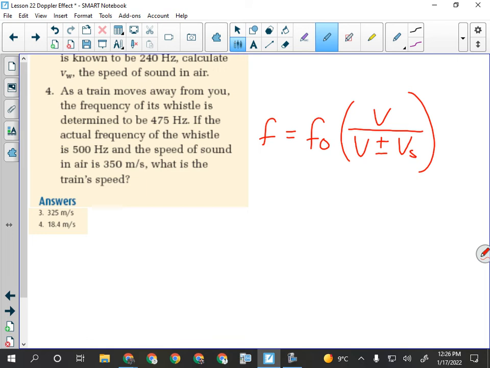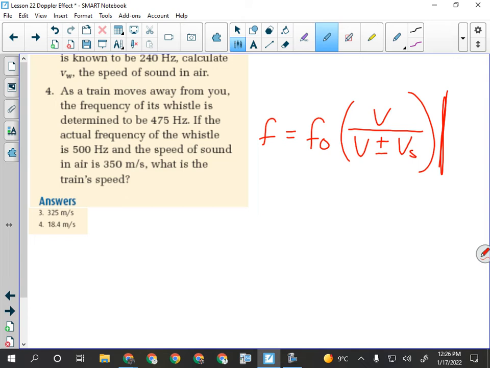If the source is moving away from us, okay, then we're going to want f to be smaller than FO, so we're going to add on the bottom so that when we do this operation here, okay, we get a decimal, okay? We multiply by a decimal, we get a smaller number. Everybody all right with that?